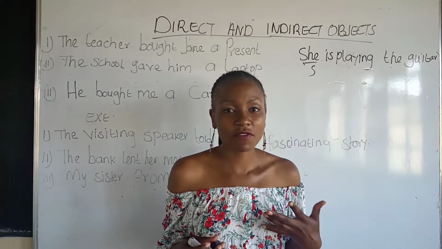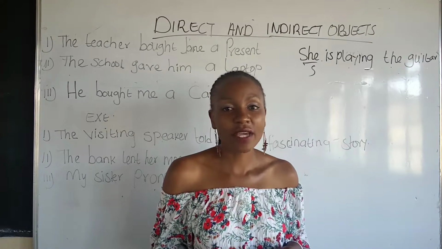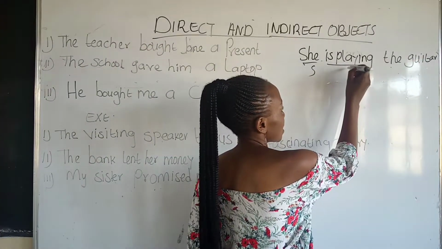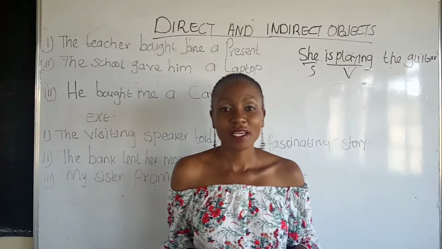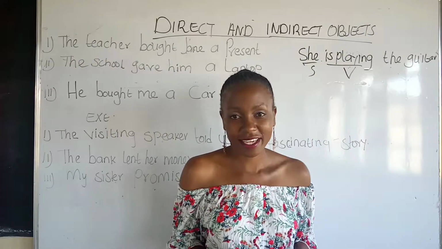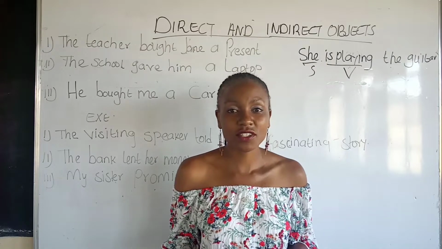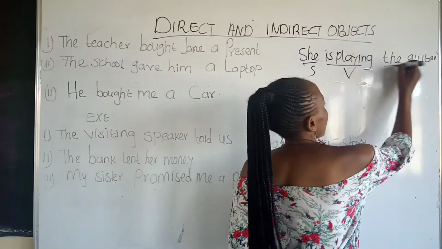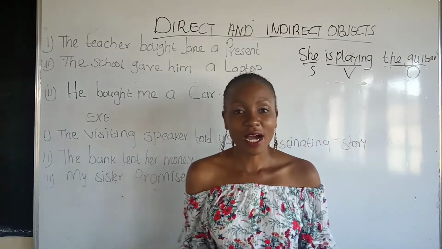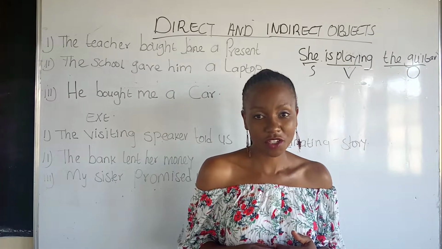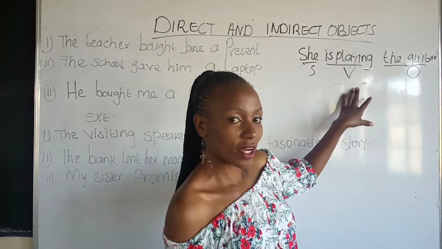She is the one who's performing the action. And then we have the action itself, which is playing. Playing is the action, which is the verb. And then the guitar is the one that is receiving the action. So the guitar is the object. So the object is the receiver of the action. In this case, we have one object.